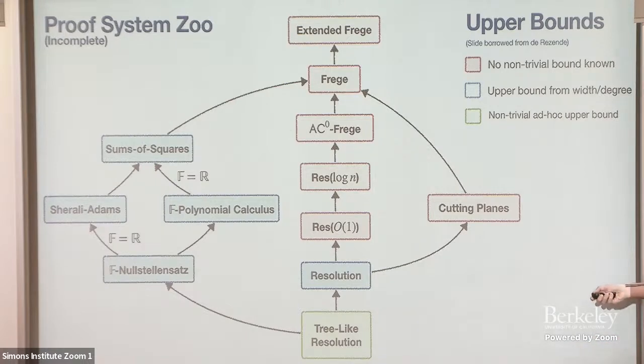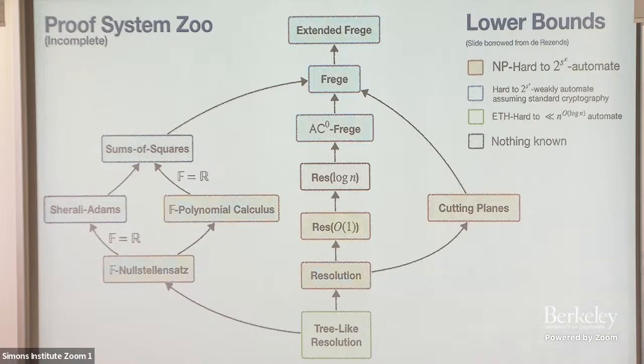For these blue systems, we can do something slightly better. We can use upper bounds from width and degree or other tricks. There are multiple ways to get these improved bounds. And for this very special case of tree-like resolution, there's a clever non-trivial algorithm, which we'll see later, that doesn't use width or relax to these things. Here we get a better upper bound, and it turns out that this upper bound is tight, assuming some reasonable complexity theoretic conjectures.